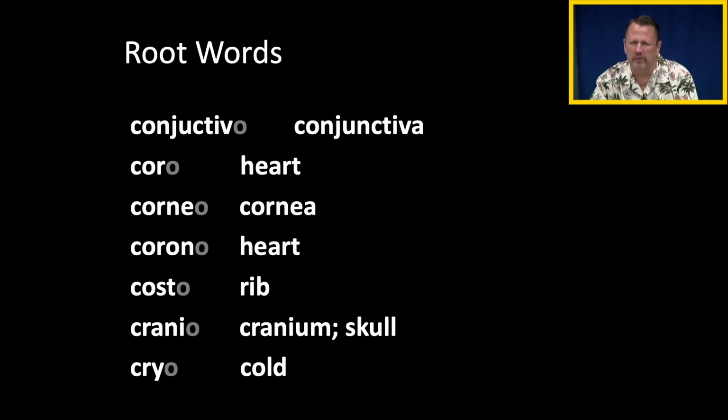Costo refers to ribs. So costochondritis is an inflammatory pain problem with where your ribs and your cartilage meet each other. Cranio refers to the cranium, the skull. So craniotomy is opening the skull to do brain surgery. Cryo means cold. So if you have a wart or some kind of skin lesion and they want to put liquid nitrogen on it to freeze it, they'll call that cryotherapy. Cryo meaning cold.